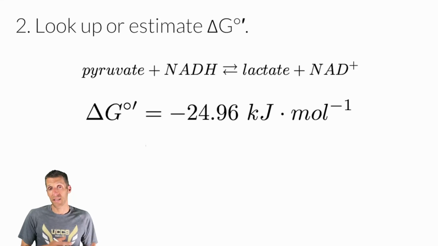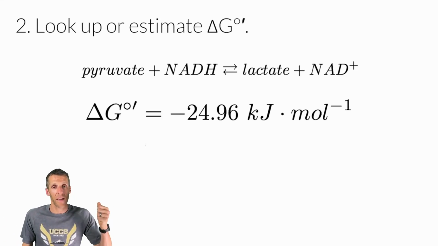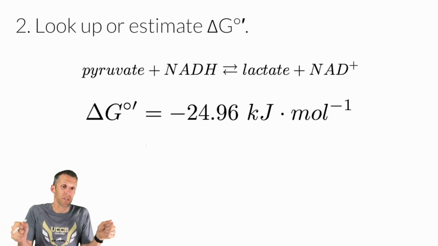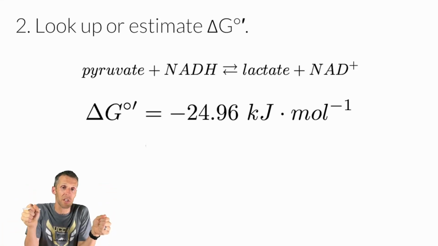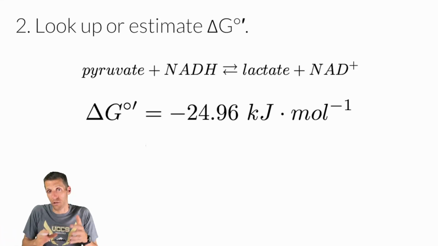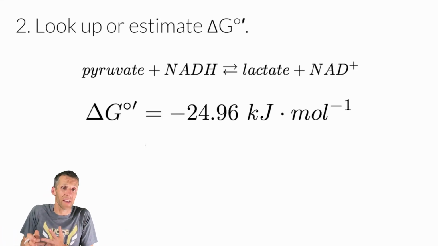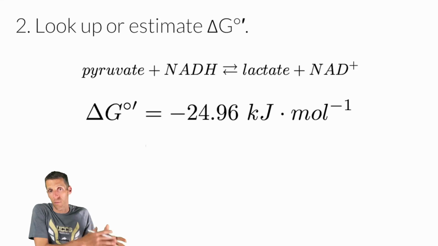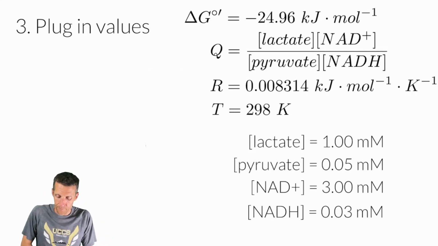What that's saying is that this reaction is very favorable. Like if we set pyruvate and lactate and NADH and NAD plus to 1 molar, so they all have the same concentration, and we let the system relax, it's going to relax towards the products, right? We're going to see an accumulation of lactate and NAD plus and a depletion of pyruvate and NADH.